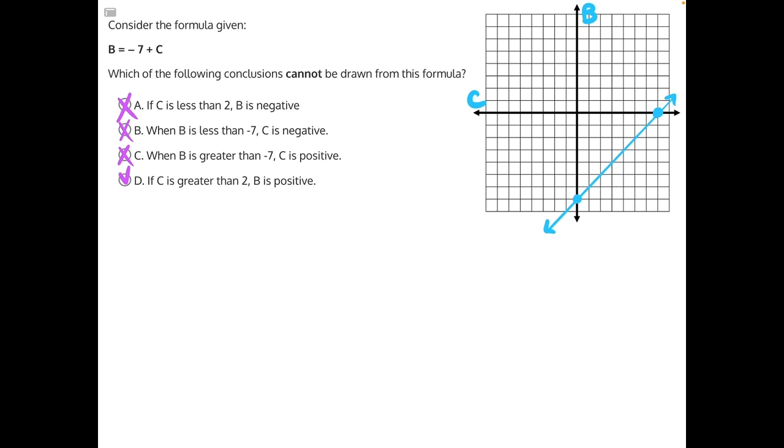If C is greater than 2, so we're back here, greater than 2, B is positive. Well, part of it is positive once we cross the x-axis, but all of these values below the x-axis have negative b values. So D is a false statement, making it our correct answer.